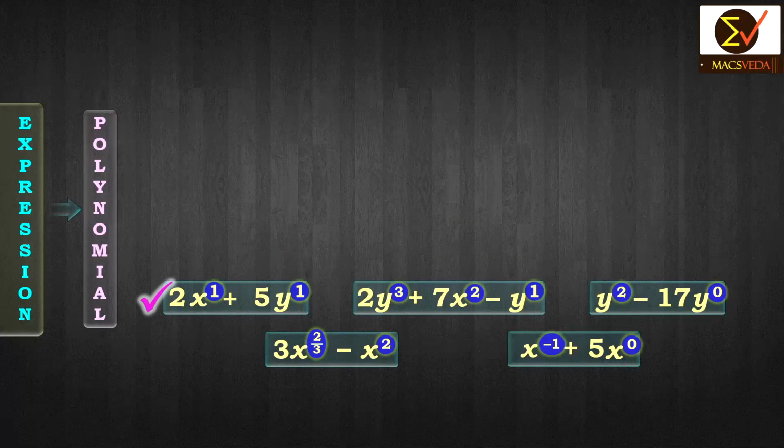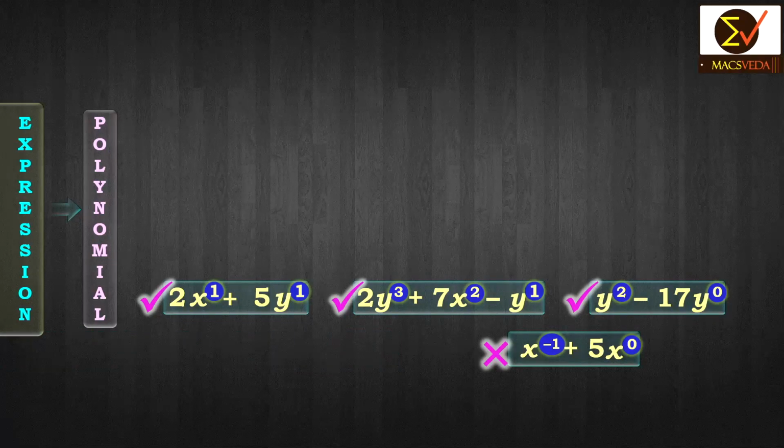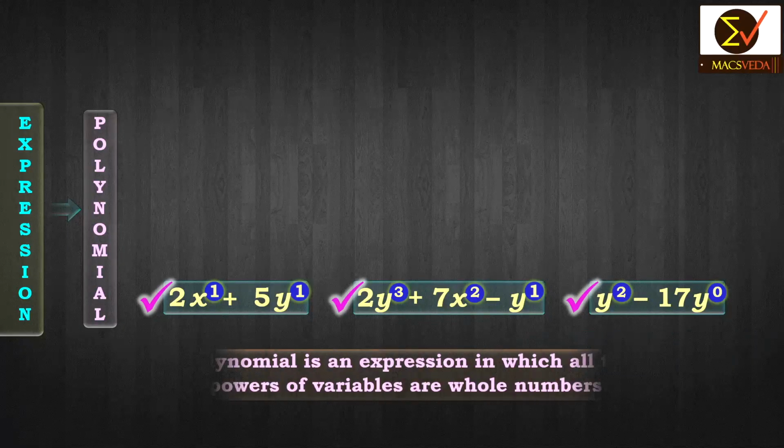The first one satisfies the condition, the second one satisfies the condition, the third one also satisfies the condition. But the fourth one, if you observe the first term, has power 2 by 3. So it is not satisfying the condition. That is, we want the powers of the variables to be whole numbers. The condition is not satisfied, so remove it. The last one also does not satisfy it because the power of x is minus 1. Remove it. So a polynomial is an expression in which all the powers of variables are whole numbers like 0, 1, 2, 3, 4, 5, etc.